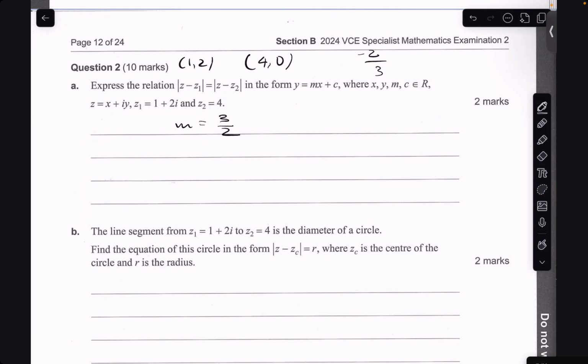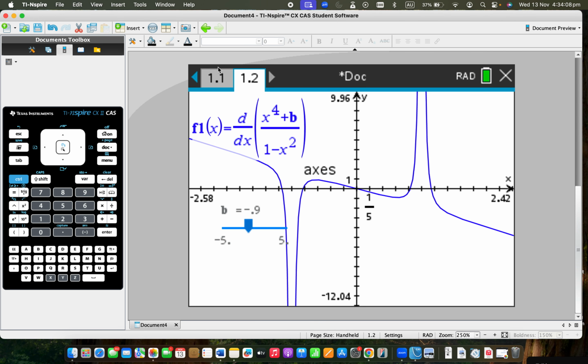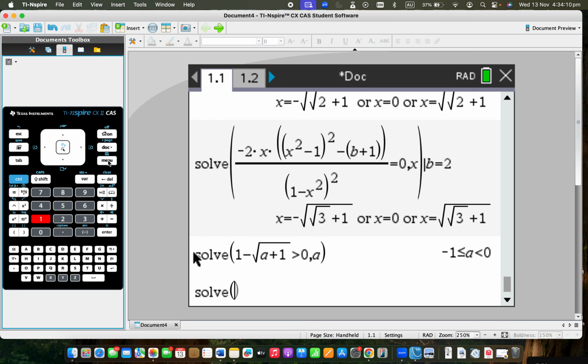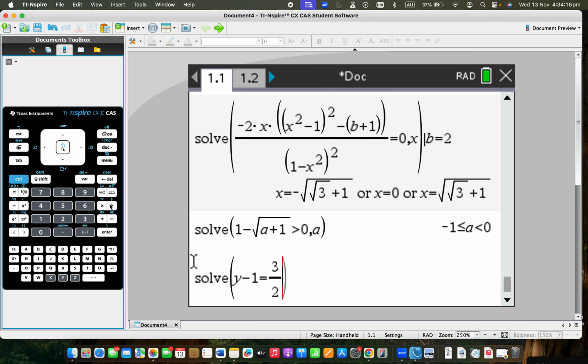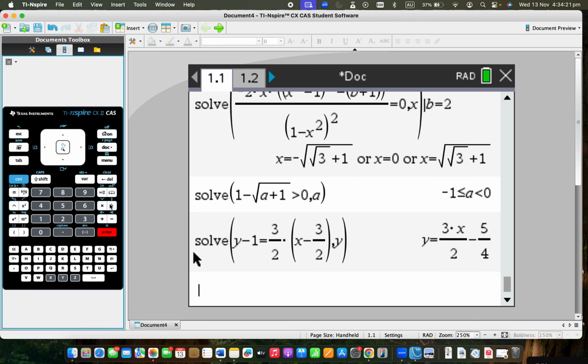and then the point that's on it is the midpoint, so it will be 3 over 2 and then 1. So y minus 1 is equal to 3 over 2, x minus 3 over 2, I think. And if I just solve, that's y is equal to 3x over 2 minus 5 over 4. Right?